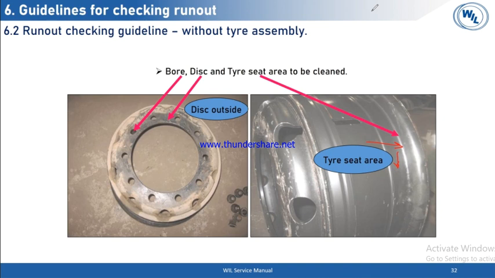The runout or wobbling which is reflected on the tire is because of this area only, where the tire bead is getting seated. Runout of the other areas does not contribute anything, and runout checking at those areas will also not contribute. The reason is that the tire will sit only on this area.